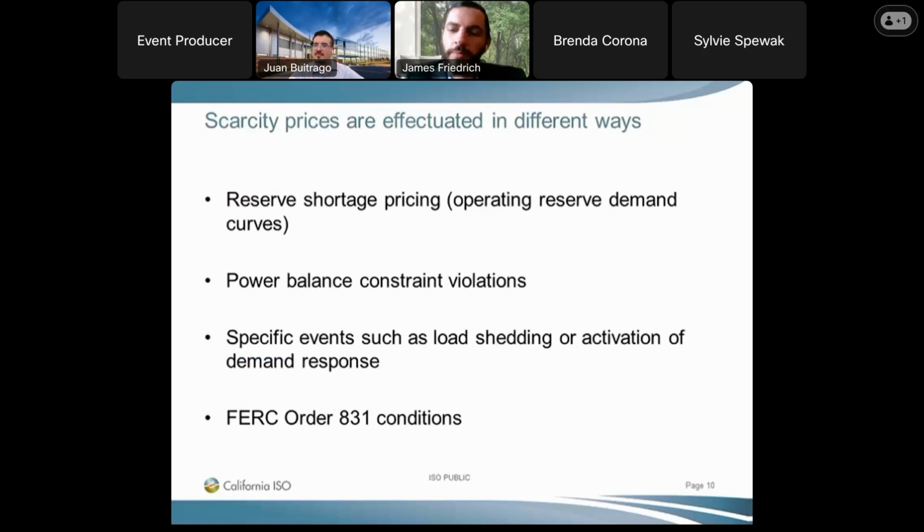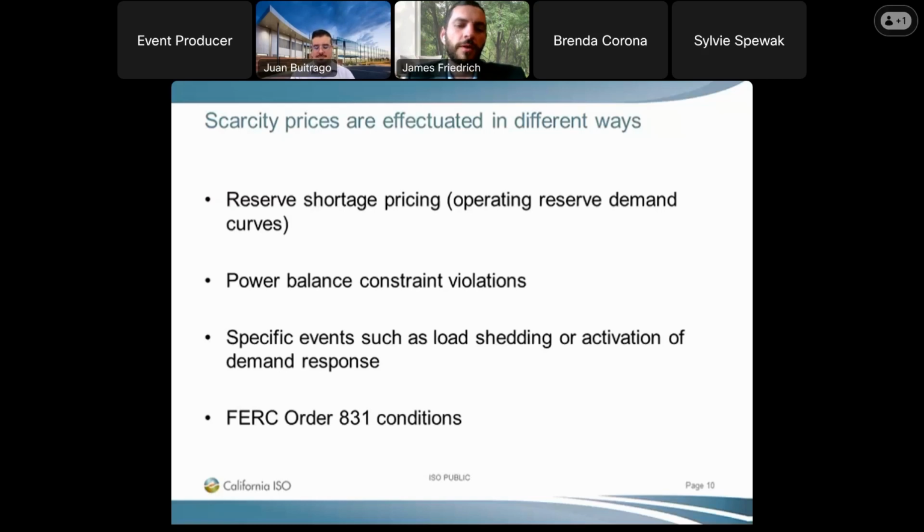Thank you, Juan. So for context of this presentation, Juan asked that I provide, based on some stakeholder comments to the working groups, an overview of the existing CAISO market mechanisms for scarcity pricing. So I've done my best to separate them out into these 4 components. And so the presentation will follow along in its order.